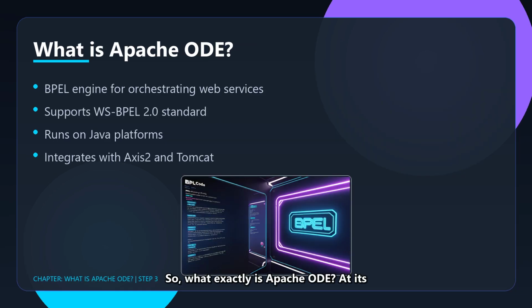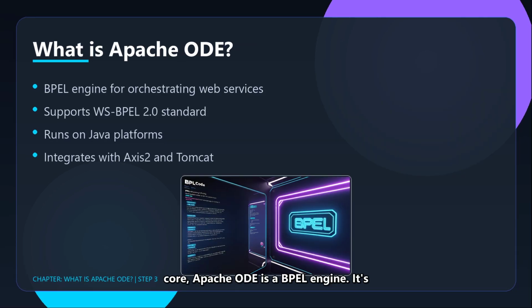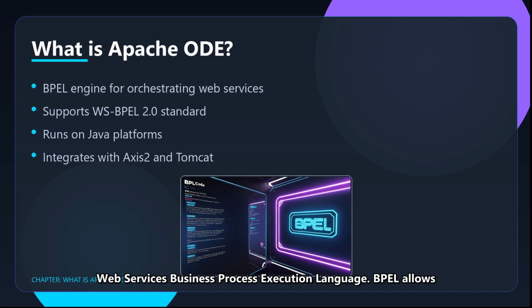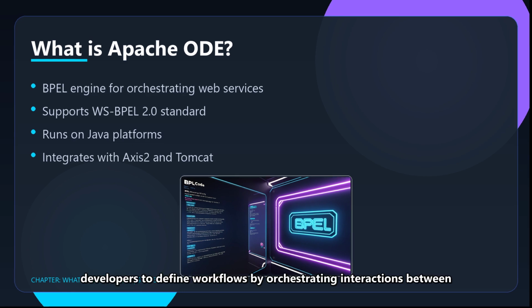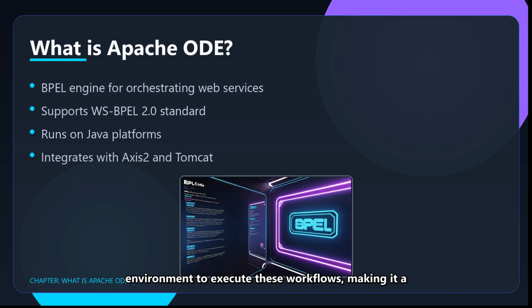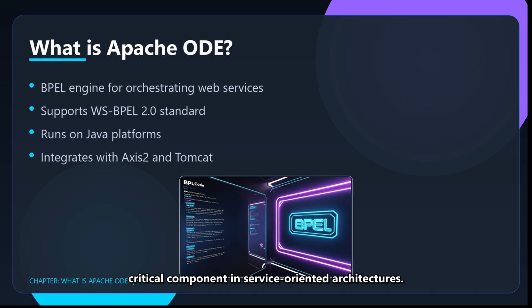So what exactly is Apache ODE? At its core, Apache ODE is a BPEL engine. It's designed to execute business processes defined in the web service's business process execution language. BPEL allows developers to define workflows by orchestrating interactions between different web services. Apache ODE provides a runtime environment to execute these workflows, making it a critical component in service-oriented architectures.